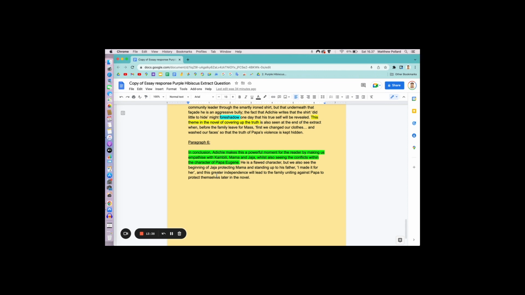So what's going on here? Well, we're returning to the key phrase in the question, "powerful moment." And we use a final quotation from the extract not used elsewhere in the essay. We also show how this extract is important within the context of the novel by explaining how Jaja is stepping in here to protect his mother. And that this will be something that happens more and more often as we move forward in the novel.